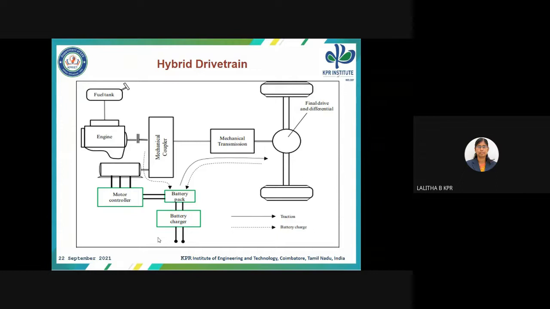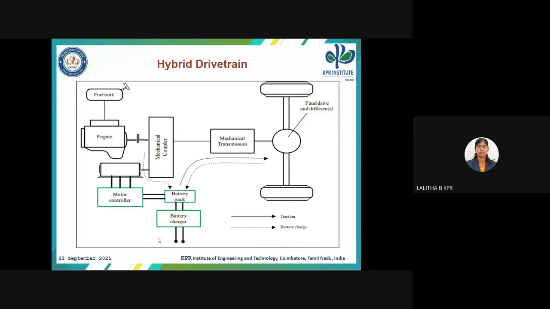So the battery charging will be obtained when the IC engine is operating. Likewise, only then will the hybrid electric vehicle work. There are two constructions of the hybrid electric vehicle: one is the series hybrid electric vehicle, and another one is the parallel hybrid electric vehicle.